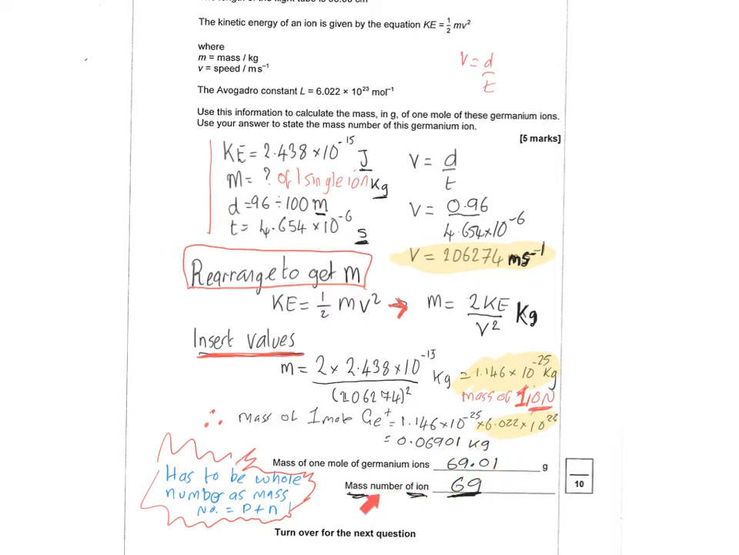Now, the mass number of an ion is not the same as the relative atomic mass. This takes into account the isotopes. The mass number of one ion tells you the number of protons and neutrons. So this can only be a whole number, an integer, because the mass number, remember, is the mass of one mole of the same isotope. So it has to be a whole number, because you can only have a whole number of protons and neutrons.